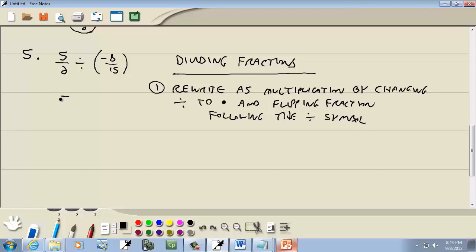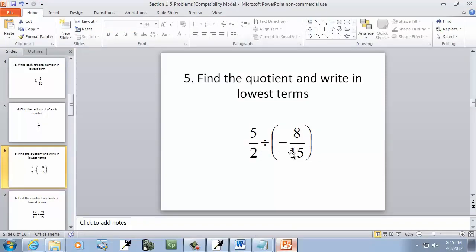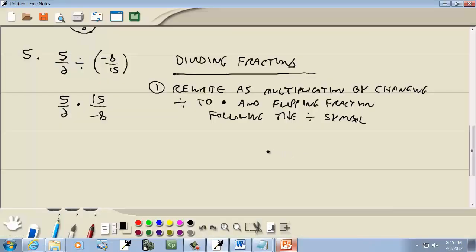Okay, so we've got 5 halves. We change the divide to multiply, and we flip this fraction. So this becomes 15 over negative 8. Now I'm going to see if I wrote it down right. 5 halves divided by negative 8/15. Yeah? Okay.